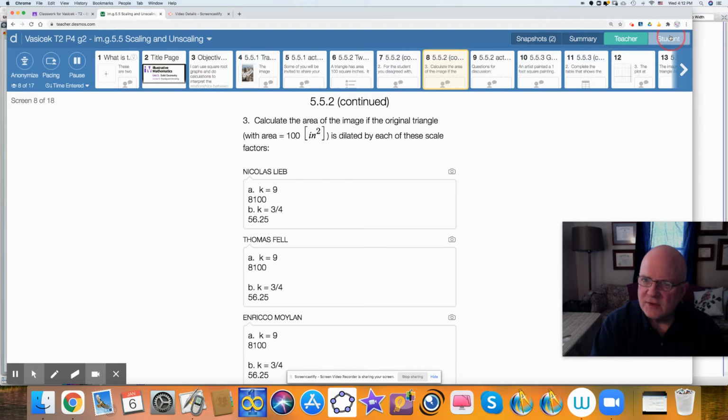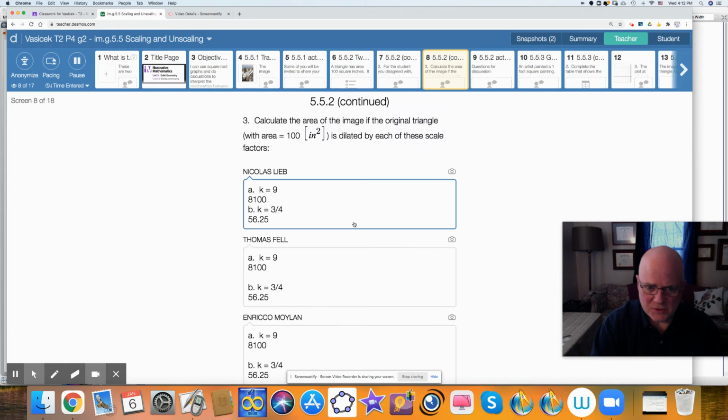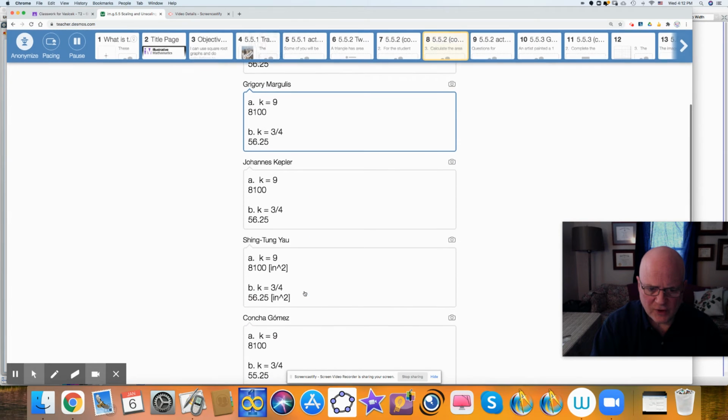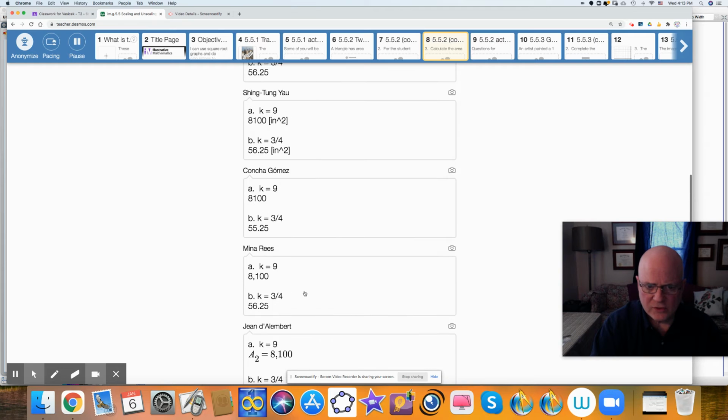So in this next activity on 5.2, it was to calculate the area if the original triangle with an area of 100 square inches is dilated by these scale factors. By 9, well, that's 9 times 9, k squared, times 100, or 8100. For 3/4, it's going to be a little bit different. Here are some student responses. Notice they all get 56.25. Did any of them explain why they did that? And it's going to be inches squared or units squared, whatever it is.